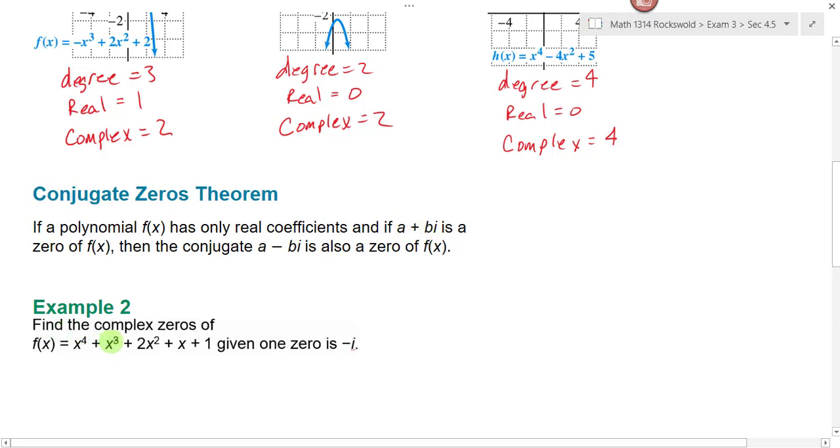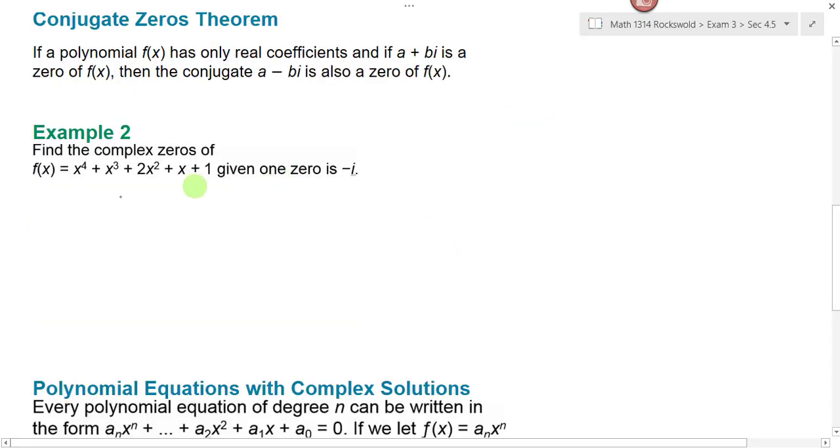In example 2, we're asked to find the complex zeros of this polynomial function if one of the zeros is negative i. Well, if negative i is a zero, what else is a zero? Positive i is also a zero, so I have 2 complex zeros, plus or minus i. That means that those zeros could be written as factors, x plus i and x minus i.